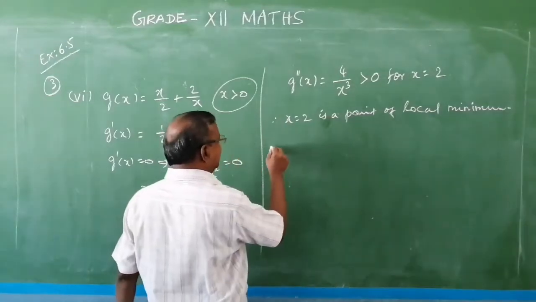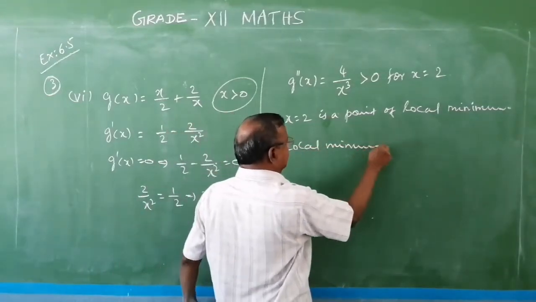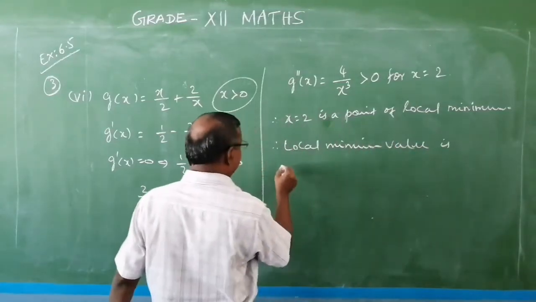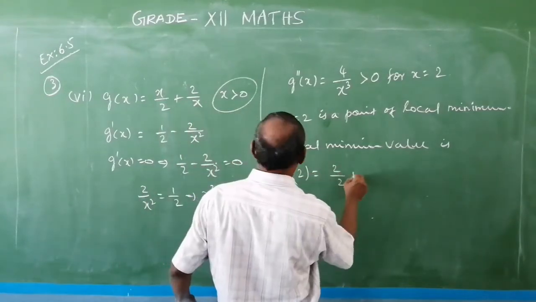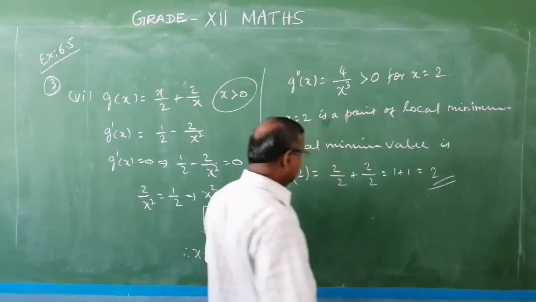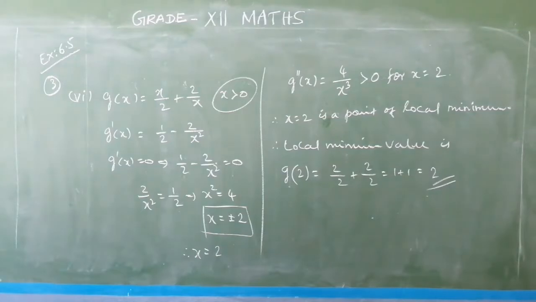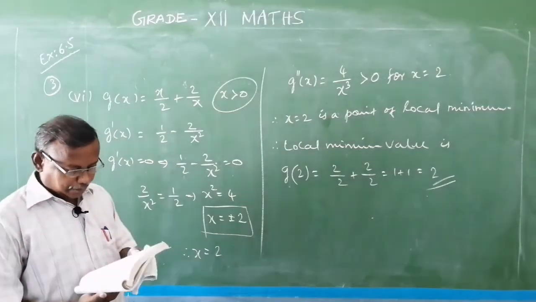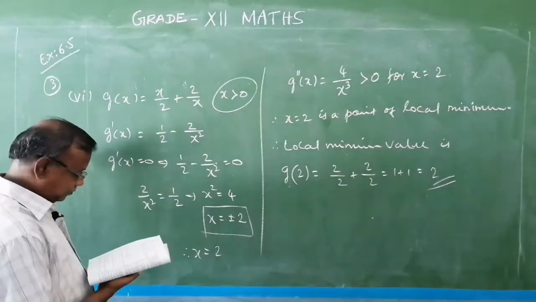Now, the local minimum value is obtained at g of 2, that is equal to 2 by 2 plus 2 by 2, equal to 1 plus 1 equal to 2. So 2 is the local minimum value. Now let me choose another one. So the 7th subdivision I am giving you as homework. Let me go to the 8th subdivision straight away.